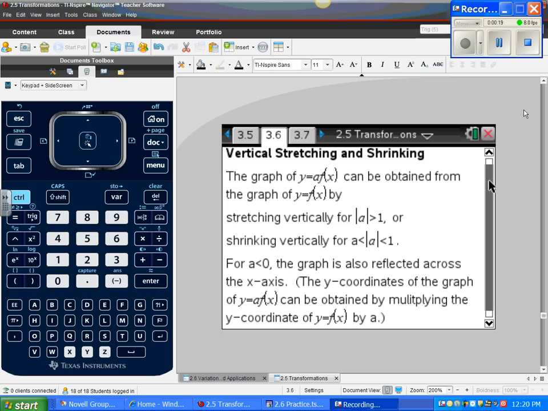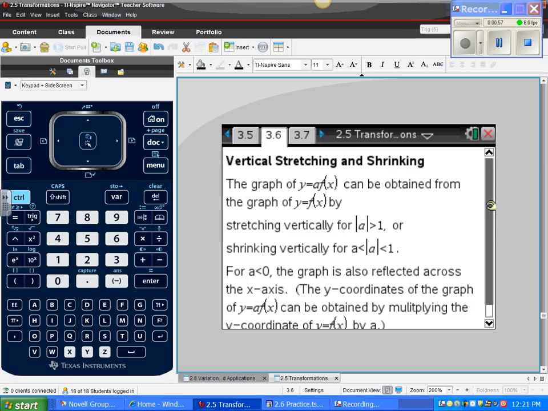So, if we have the graph of y equals a times f of x, it can be obtained from the graph y equals f of x by stretching vertically for when a is greater than 1, or shrinking vertically for when the absolute value of a is between 0 and 1. I apologize, shrinking vertically, not stretching. When a is less than 0, the graph is also reflected across the x-axis. The y-coordinates of the graph of y equals a times f of x can be obtained by multiplying the y-coordinates of y equals f of x by a.